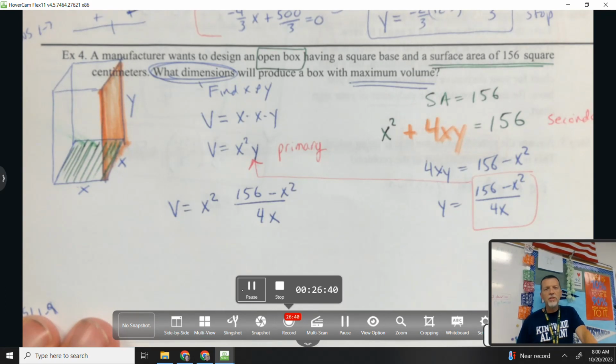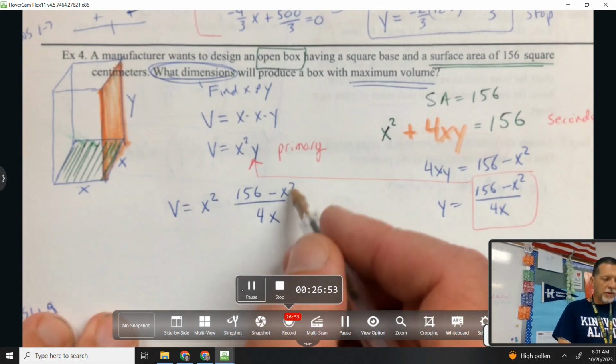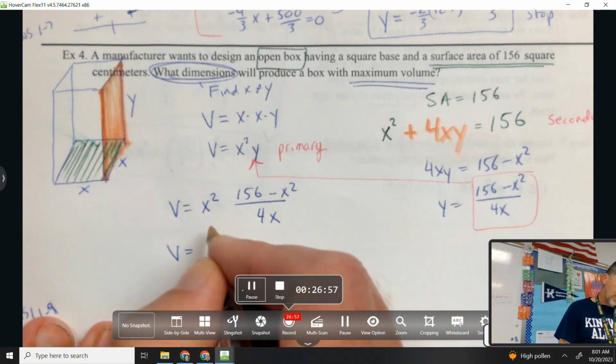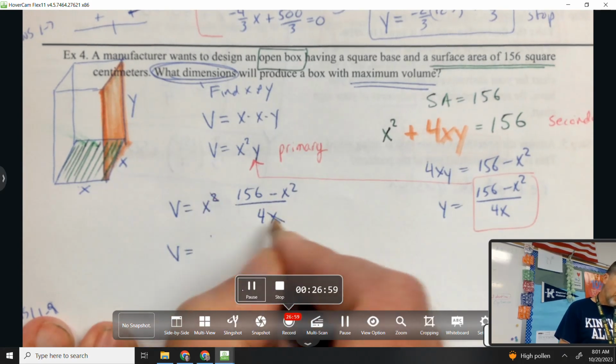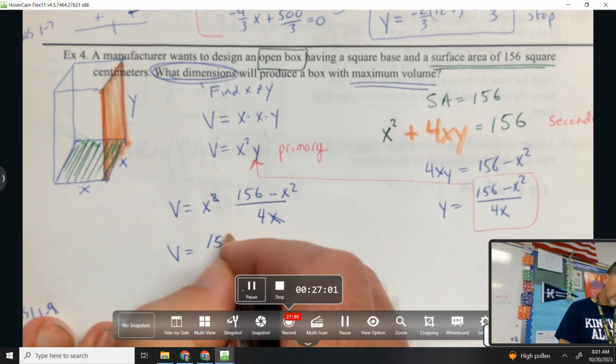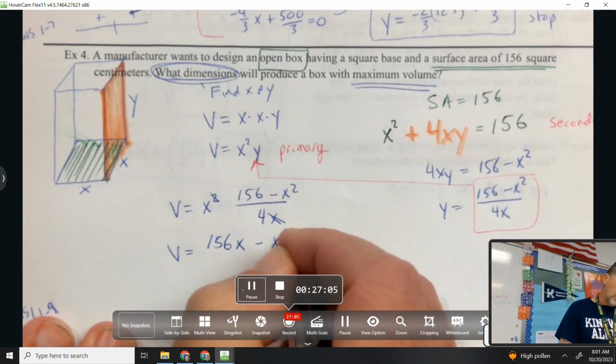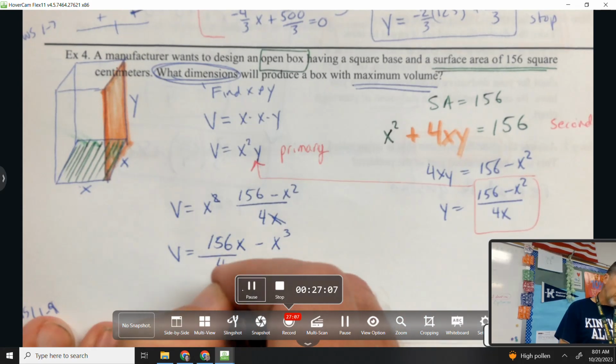What's good news here? Why is that good news? What can happen? One of the x's will cancel. So I was originally thinking I'm going to have to do quotient rule, but one of those x's cancels out. So one of them will cancel, and then I could distribute the other: 156x minus x cubed, and both of those things are over 4.